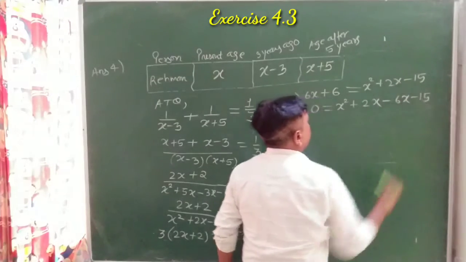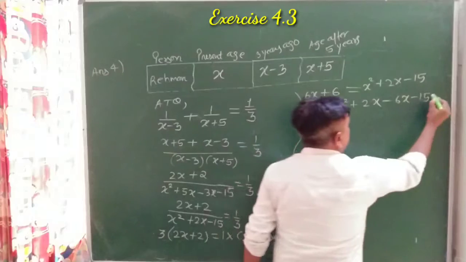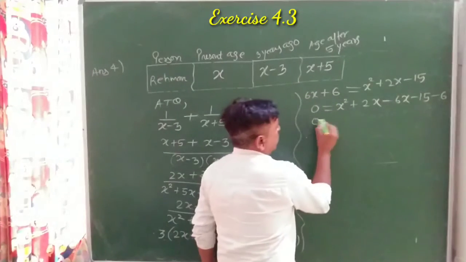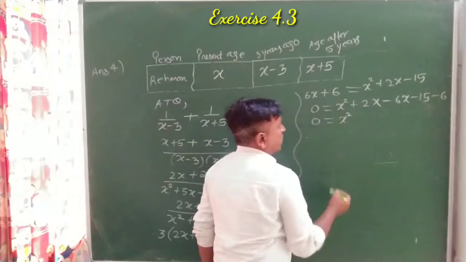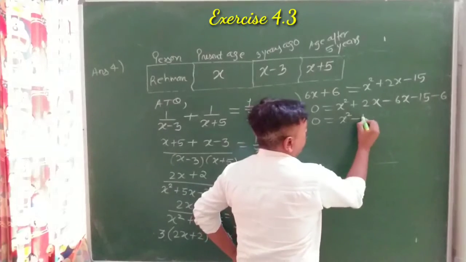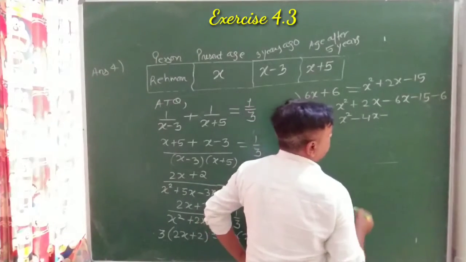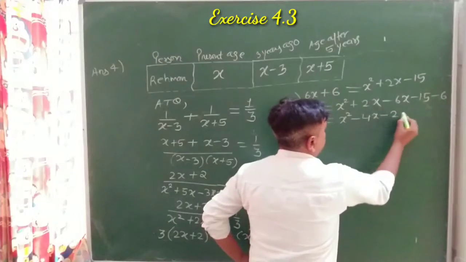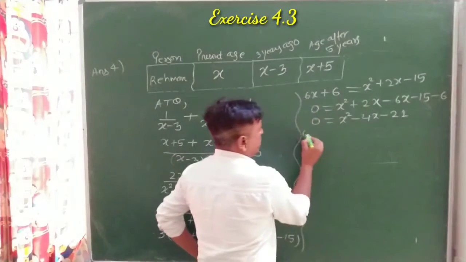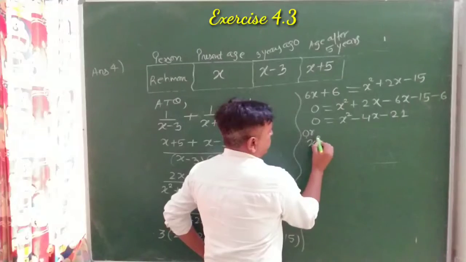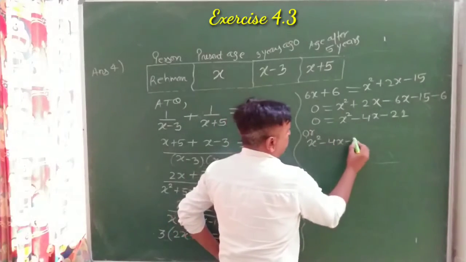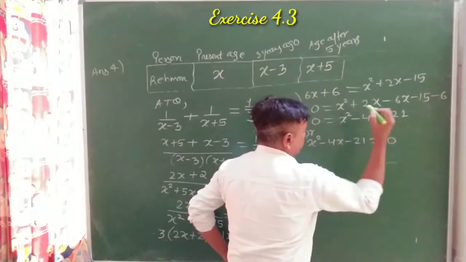Here we left 0 equals x square plus 2x. The x term will go with x: 6x is positive, it will become negative. Minus 15 is already here, plus 6 will go as minus, so 0 equals x square, 2 minus 6 is minus 4x, and minus 15 plus 6 gives minus 21 with the minus sign. So we can say x square minus 4x minus 21 is equal to 0.